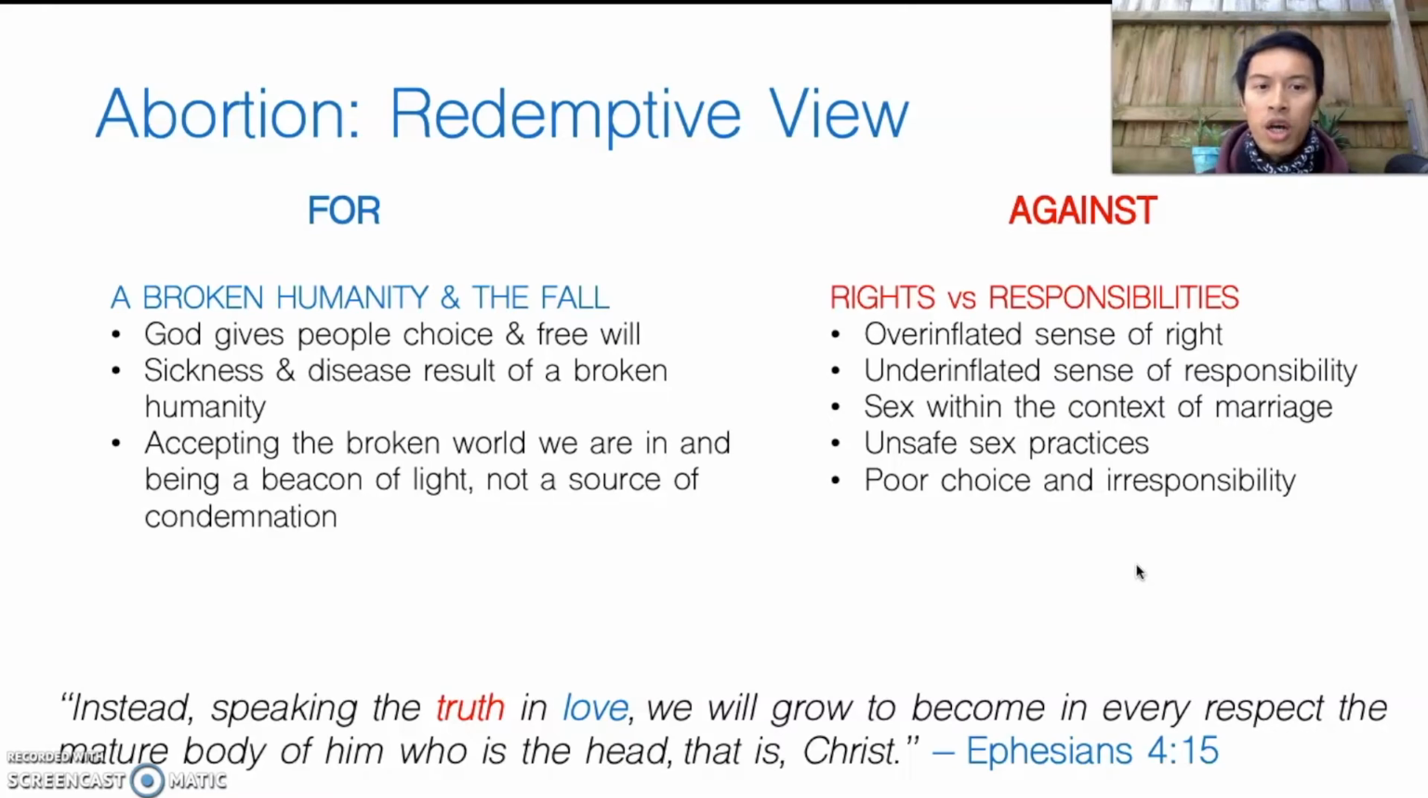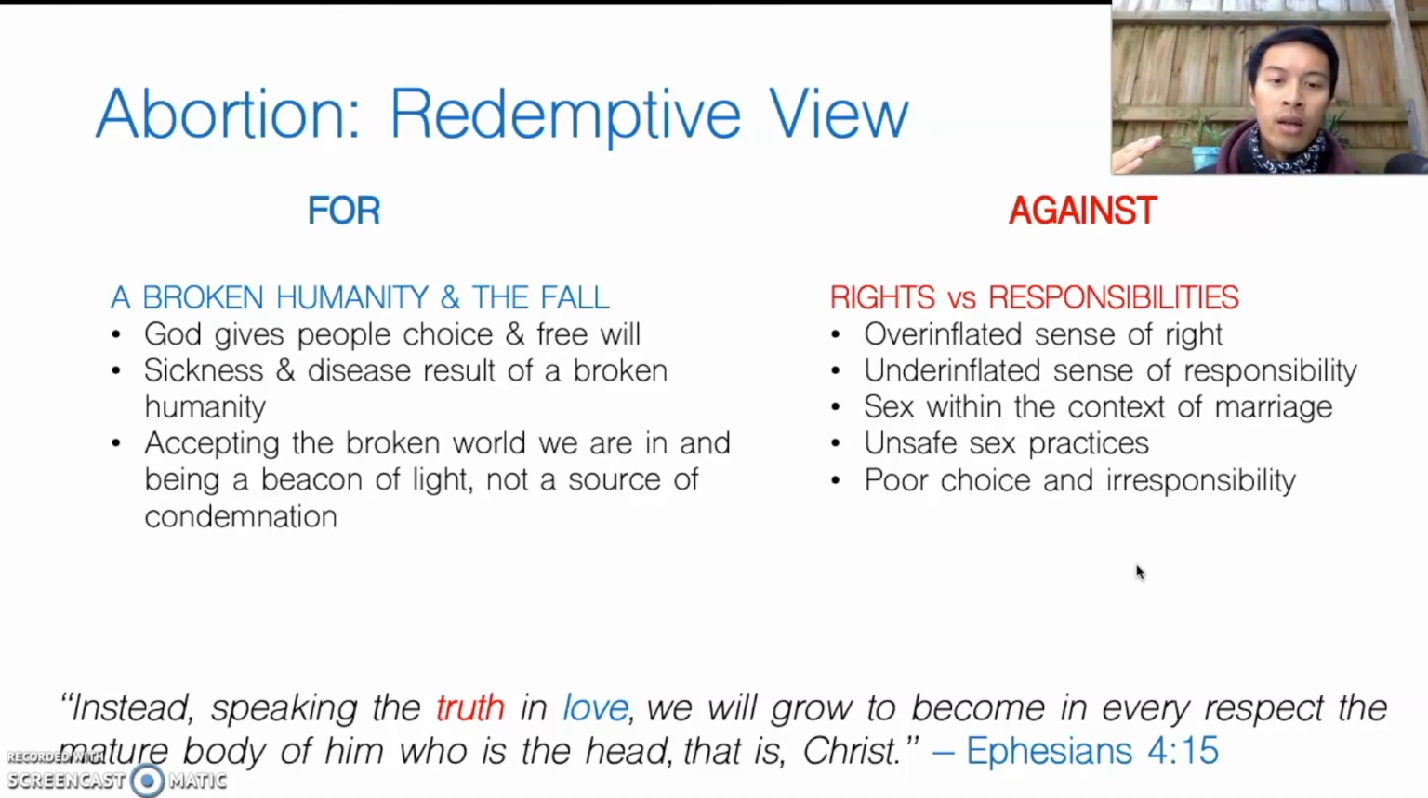However, at the same time, the argument against this is that there is a rights and responsibility wrestle that we have to understand as people, right? We often have an overinflated sense of rights and an underinflated sense of responsibility as people, right? And so the issue of abortion has come about probably in the first place because of predominantly, not all cases, but predominantly unsafe sex practices. That people are not being wise in the way that they are practicing sex, and they are not using protection, etc., resulting in an unwanted pregnancy.